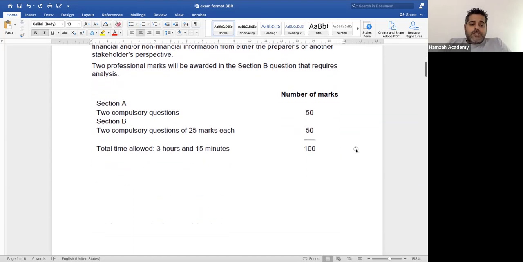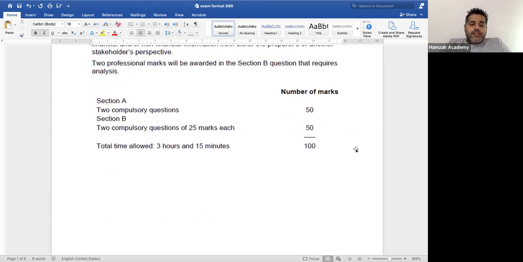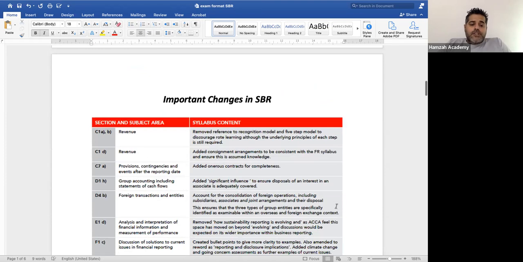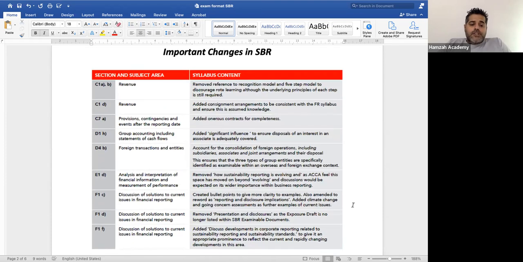So overall, as far as the number of marks is concerned, we have 50-50 in section A and section B. So the total is going to be 100, and it's going to be a 3 hours and 15 minutes paper. 15 minutes is for planning and all, and 3 hours is the writing time which you have for your paper. Now, from this time attempt onwards, we are going to have a bit of a change in the standard, as far as the SBR is concerned.